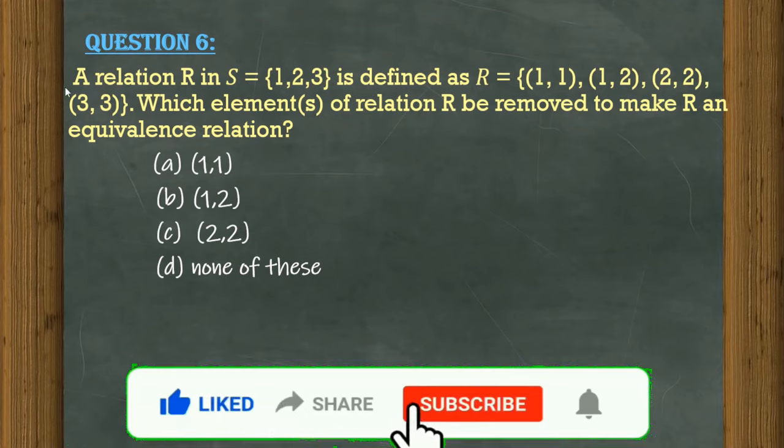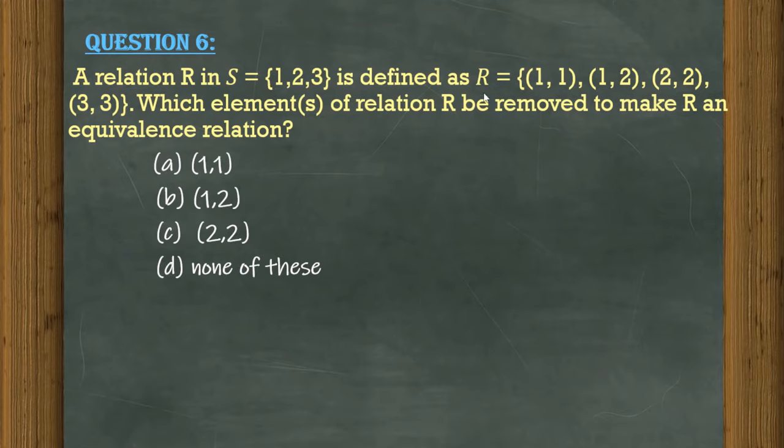Question number 6. A relation R in S = {1, 2, 3} is defined as R = {(1,1), (1,2), (2,2) and (3,3)}. So S set में हमने relation क्या define किया? This one. So which element or elements of relation R be removed to make R an equivalence relation? हमें R को equivalence बनाना है. तो equivalence बनाने के लिए फर्स्ट ये रिफ्लेक्सिव होना चाहिए.